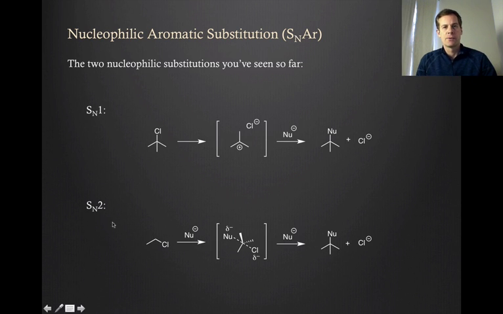In the other substitution mechanism you learned, SN2, you have the substitution of an alkyl chloride, for example, with a nucleophile, and it goes via this backside attack type of mechanism where the rate determining step is the nucleophilic substitution. So it involves two different species to get to the product, and so it's a bimolecular rate determining step, and that's why it's called SN2.